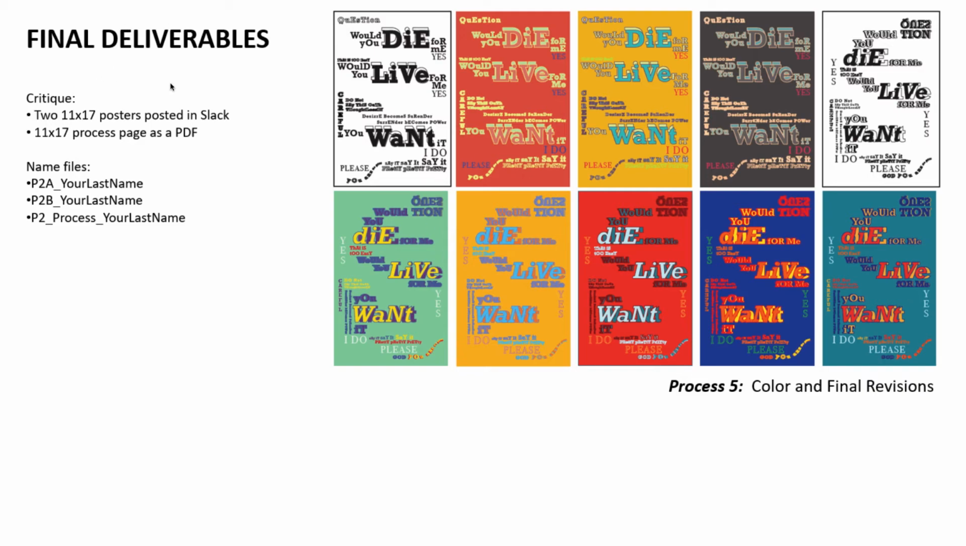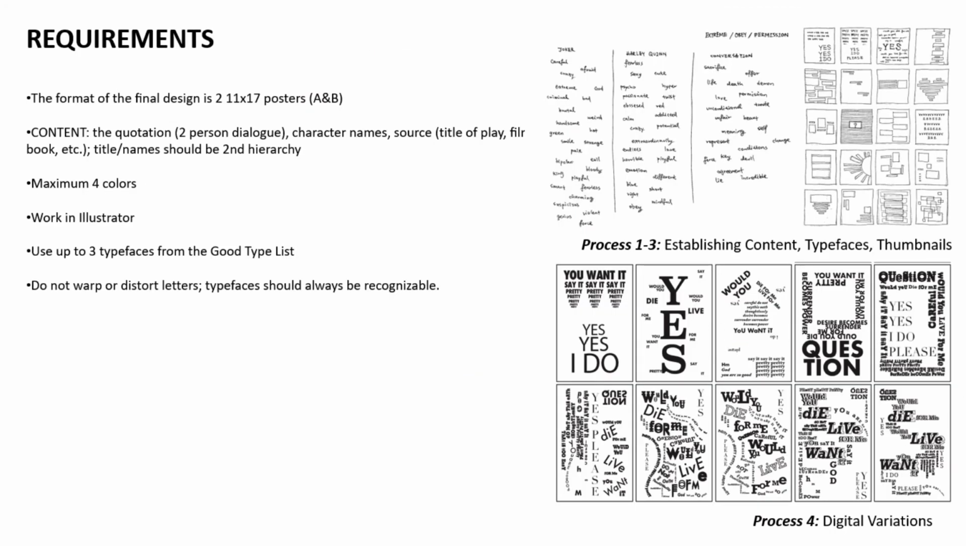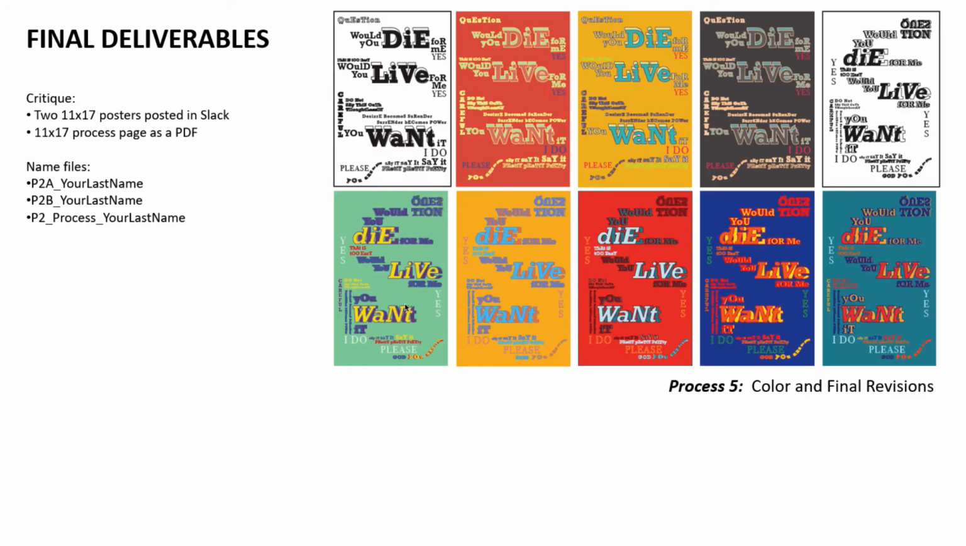And then your final deliverables: you're going to have two 11 by 17 posters posted into Slack. And remember, two of them, so one designed with no grid, and the other designed with a grid. And then your 11 by 17 process page as a PDF. So you'll be keeping track of all your process 1 through 5, and then putting them in one PDF. Make sure it's a combined PDF. And then you'll just name your files P2A, your last name, P2B, your last name, and then your process.